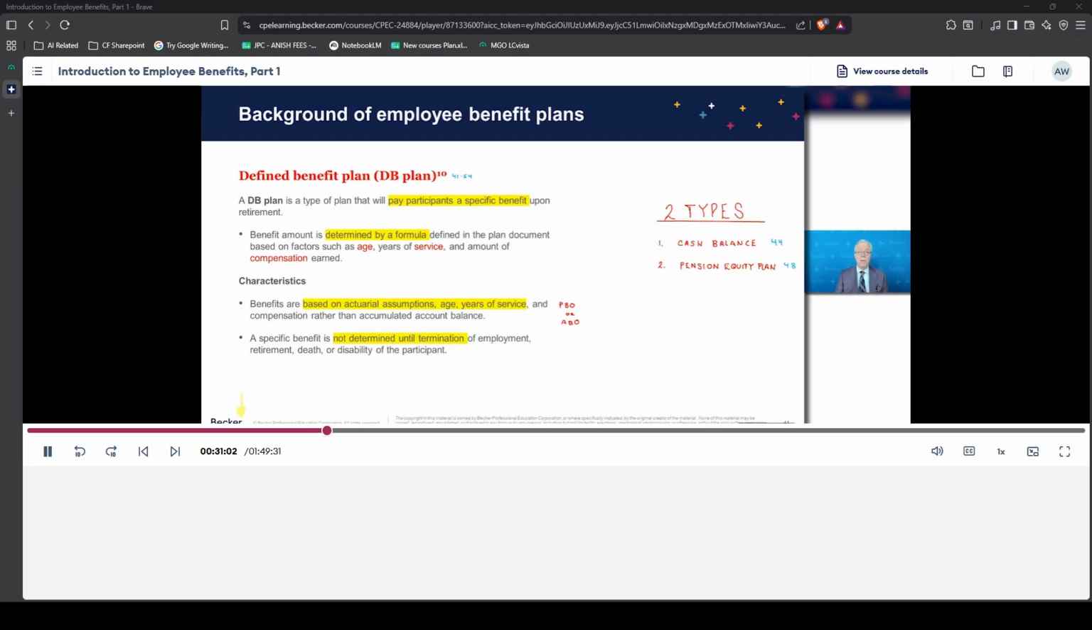Notice there are two types of plans, a cash balance plan and a pension equity plan. We're going to study both of those in just a few moments. But in the meantime, what are the characteristics? Benefits are based on actuarial assumptions, your age, the years of service, and your compensation. And you'll hear terms like PBO and ABO. PBO stands for projected benefit obligation. ABO stands for accumulated benefit obligation. They both sound pretty intimidating, don't they?